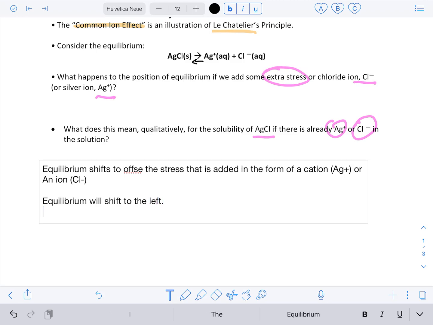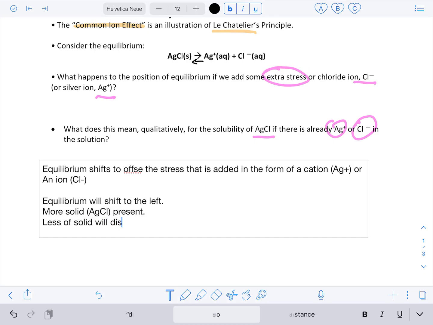So what does that mean? That means there's more solid present. And what does that mean? That means less of the solid will dissolve. Now, if we were actually in the lab, we could see that if we added a common ion, it would cause more solid to fall out of the solution and form at the bottom of the container. You could probably look up a video of that on YouTube.